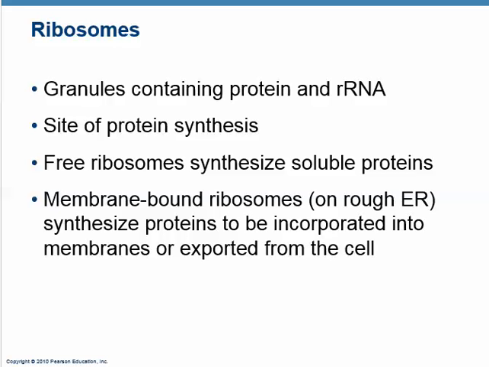Now there are two types of ribosomes. There are ribosomes that are floating around in the cytosol, that are found freely in the cytoplasm, and we call those free ribosomes. And they synthesize proteins that dissolve in the cytosol.